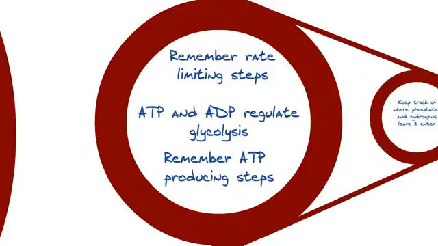What's really important to memorize is really understand the rate limiting steps. Which ones require ATP? Those are your rate limiting steps. Understand that ATP and ADP regulate glycolysis. So if your body needs energy, it's going to promote glycolysis and promote the production of ATP. If your body has too much ATP, it's not going to promote glycolysis. It's going to downregulate glycolysis. And remember the ATP producing steps that we talked about.